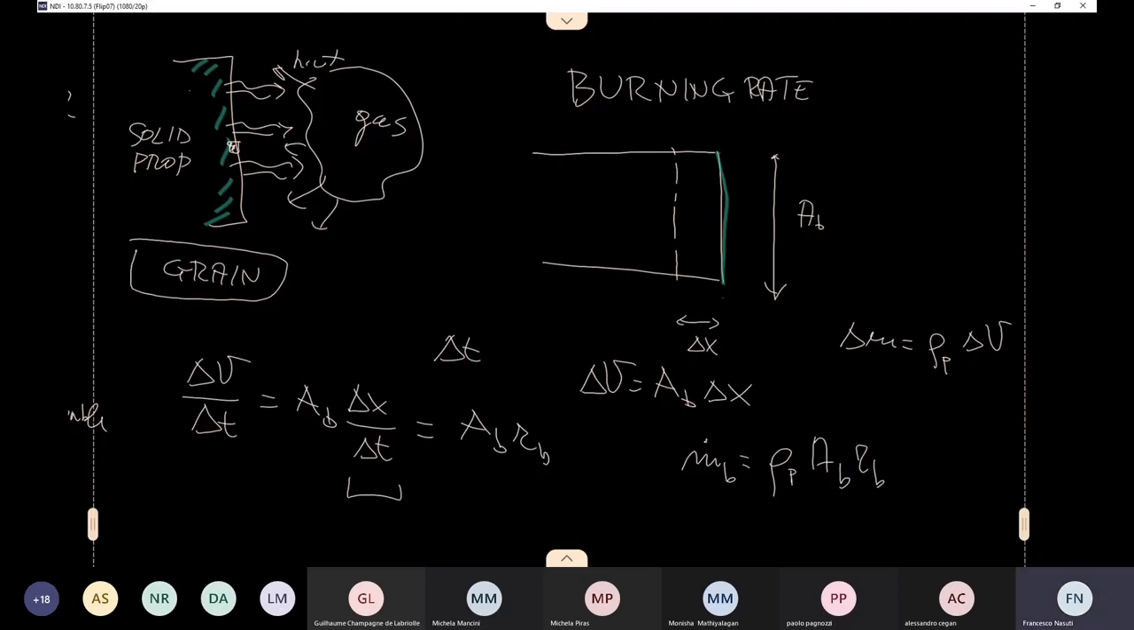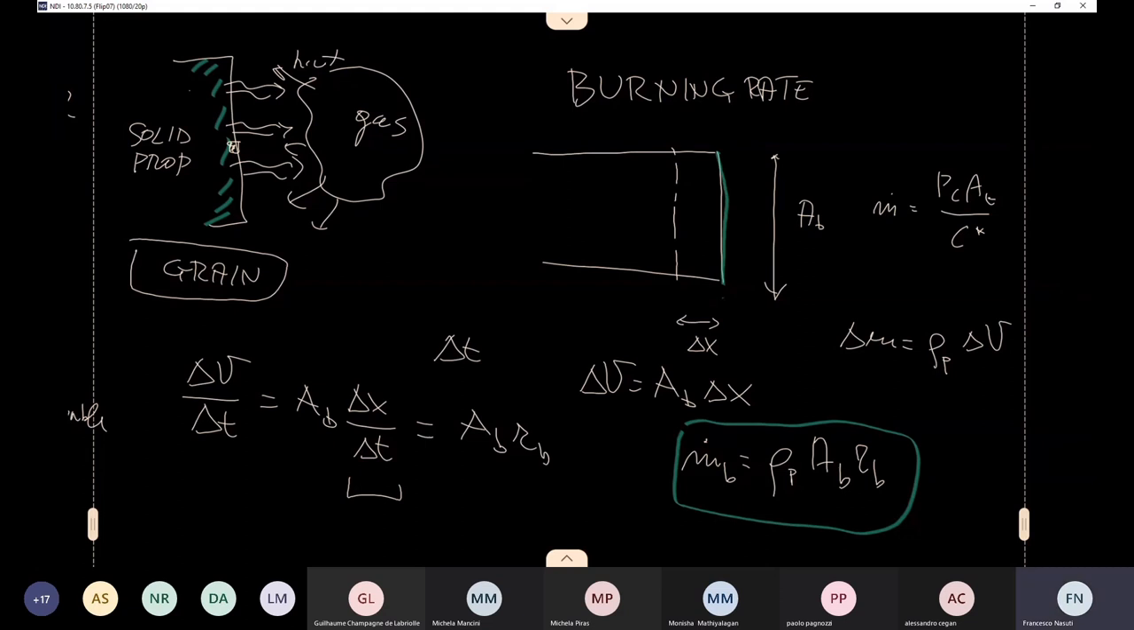And this should be compared, and we'll do it later, with the mass per unit time evolving within our nozzle, making reference to our ideal nozzle, but also in general expressed by our C star, chamber pressure and throat area. So we see that these two quantities have to talk with each other. There will be something linking these two dot m, that at steady state we expect to be the same, or more or less the same. So by this relation, we see the importance of these properties of the solid, which are the propellant density, the burning surface, and the burning rate.